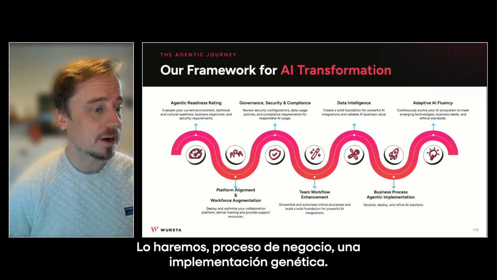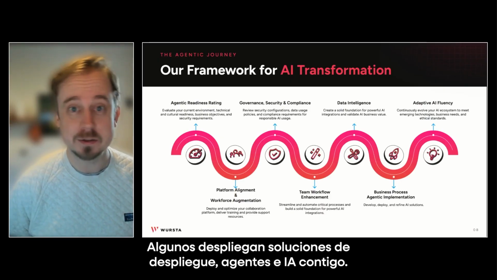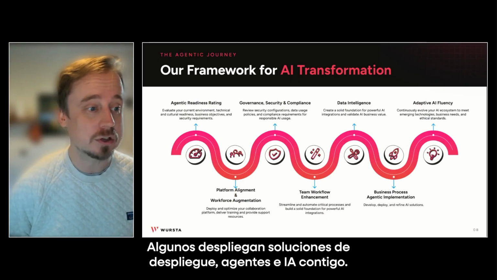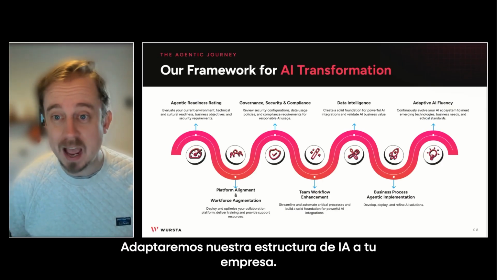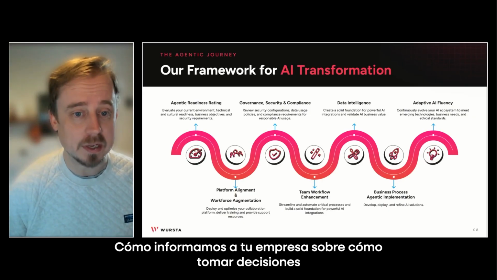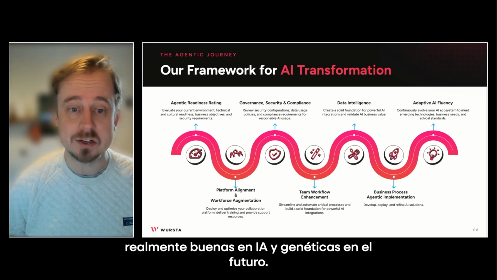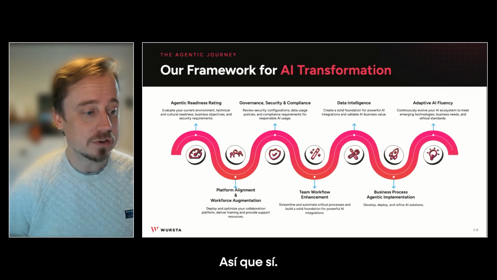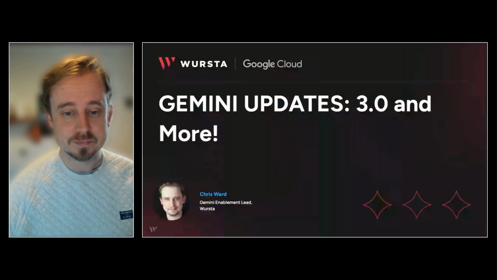We'll do business process agentic implementation, so we'll deploy agents and AI solutions with you. And then, moving forward, we will adapt our AI structure around your company. We will adapt how we inform your company on how to make really good AI and agentic decisions moving forward. So that's our background and framework.